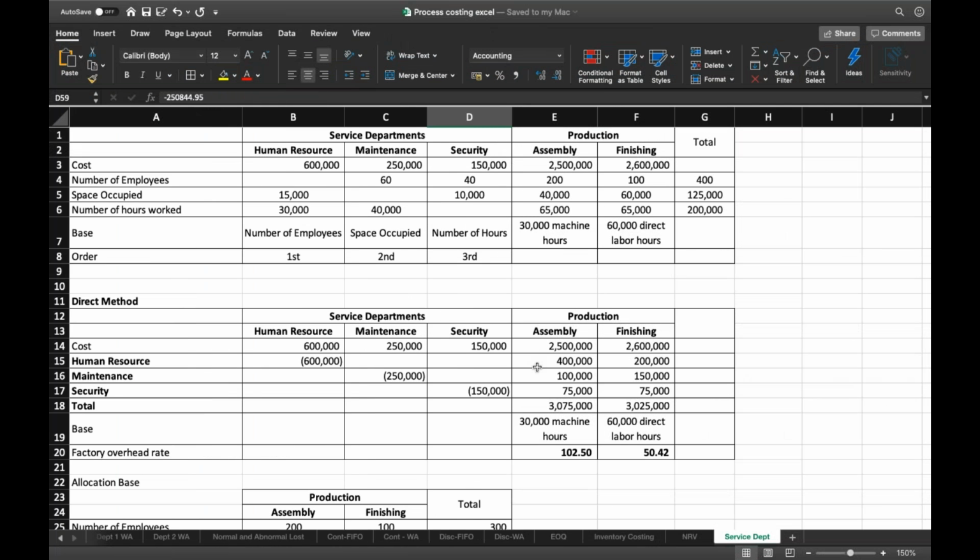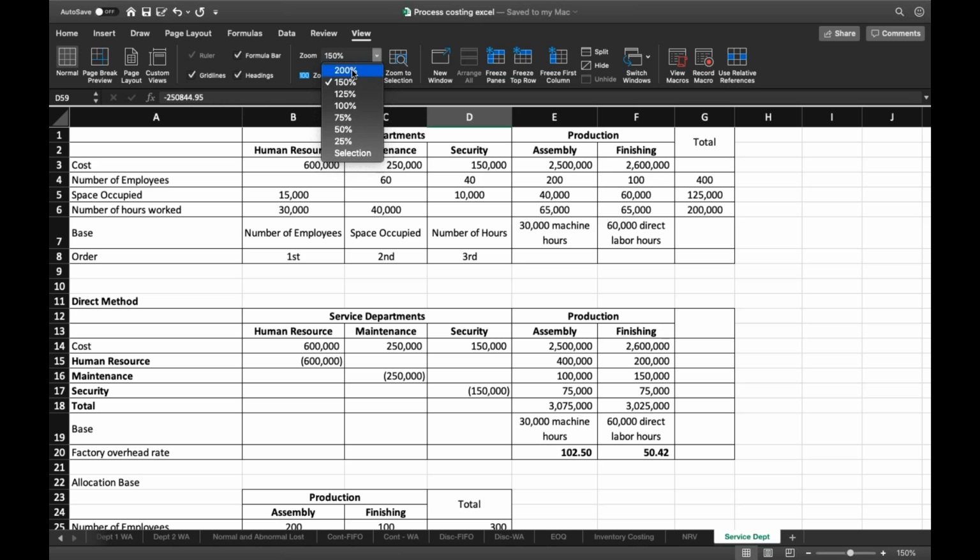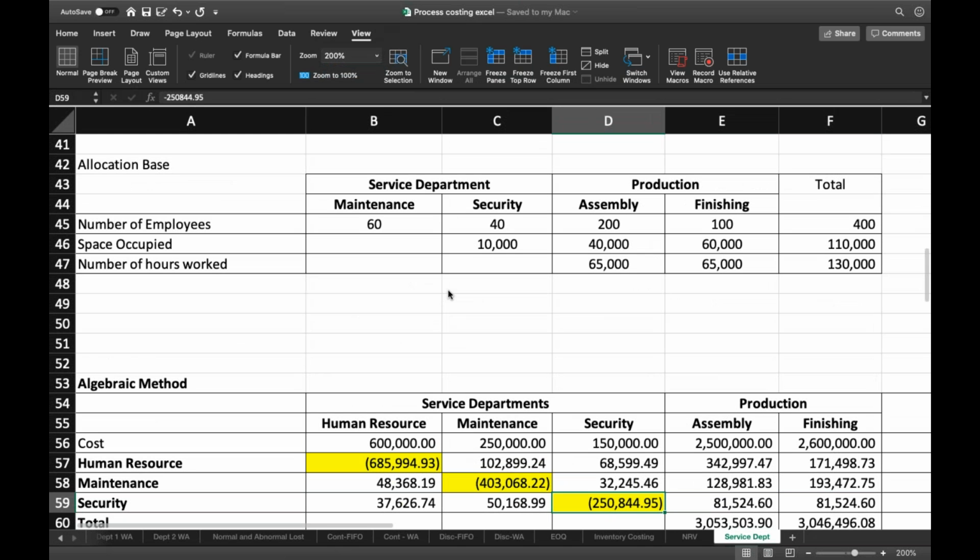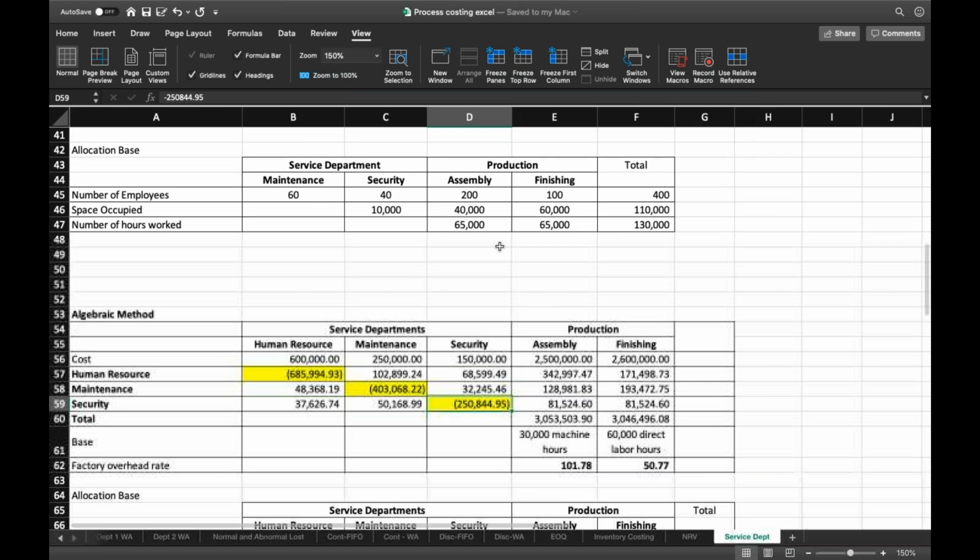So let's try some example. Assuming this is the record of a certain company, hold on, I'll just make it fit the screen. Okay.